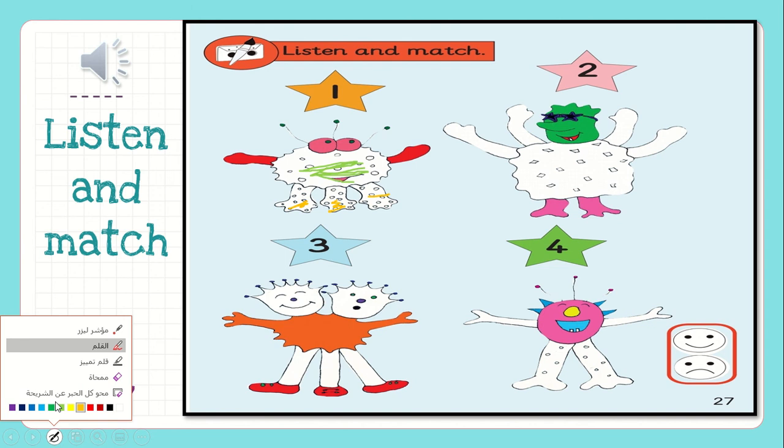Now listen to number 2. 2, Hello, I've got a purple body and I've got 4 blue arms and 5 pink toes.